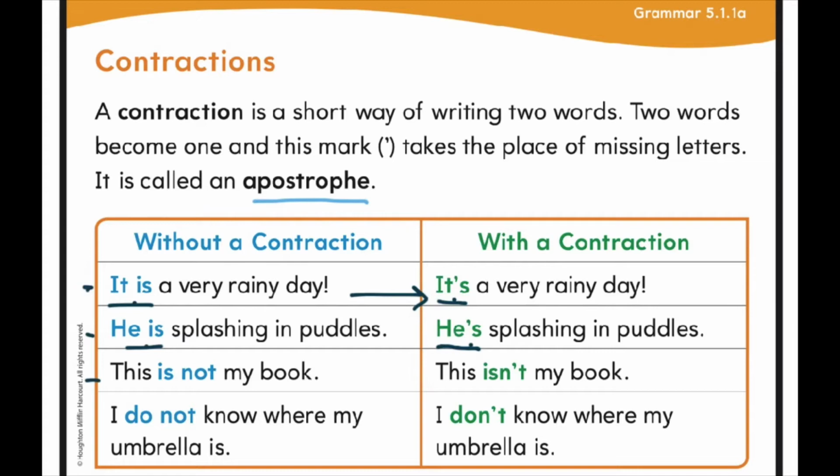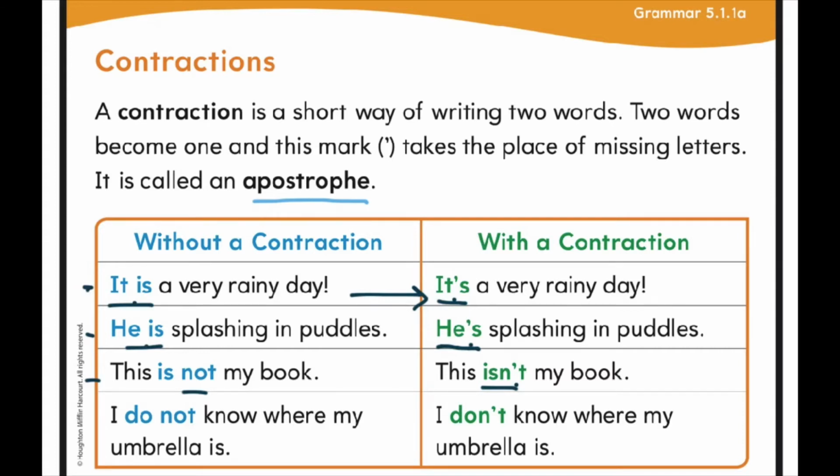Okay, let's look at the next one. This is not my book. And instead of saying is not, you might say this isn't my book. So we took is not and it became isn't. Now you can see what letter is missing. Yeah, the O in not. That's where the apostrophe went.